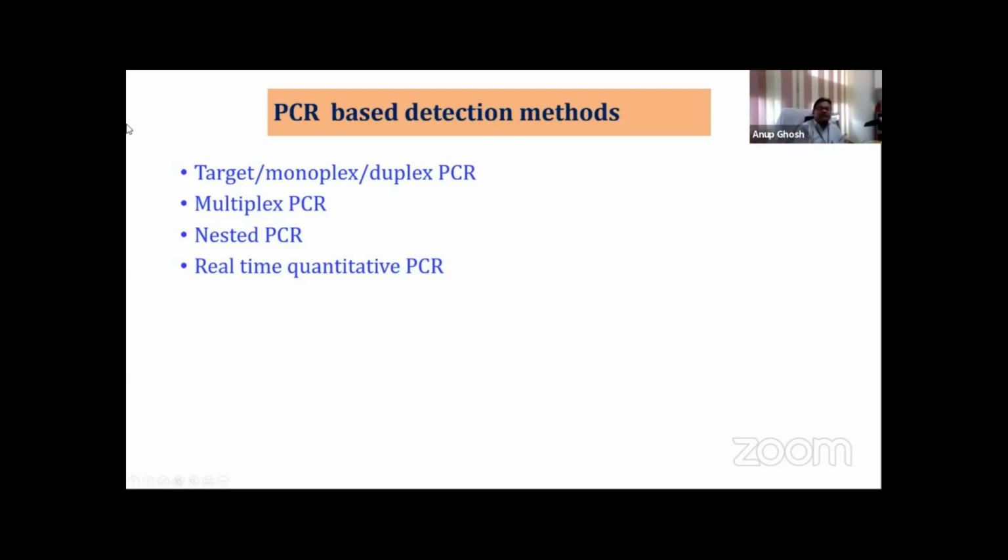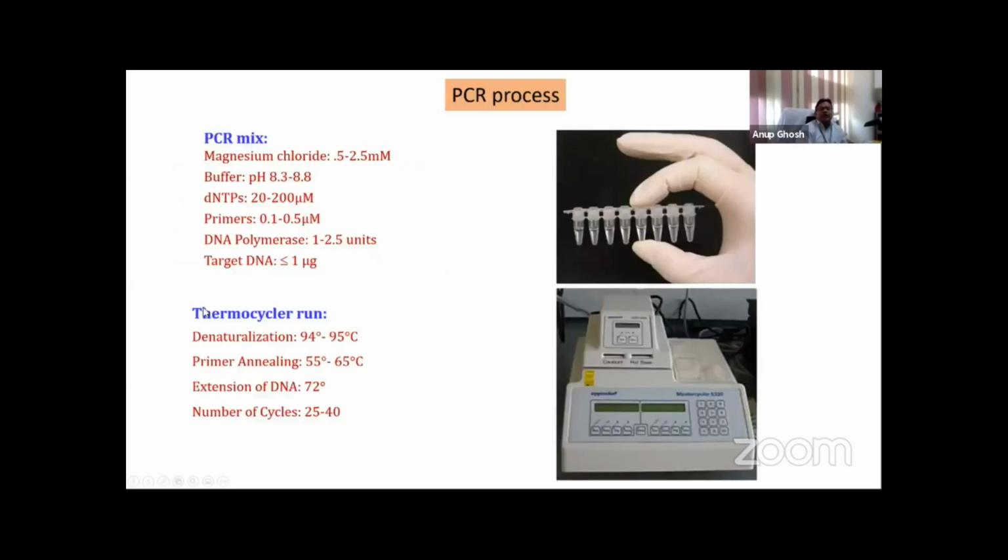Another is the nested PCR. When some of the PCRs are not really giving you a good result in one step, initially we use a long segment, and from the product of this long segment we use again a small segment. That way we call it nested. And lastly, real time, which I will talk to you about later. So this is the simple PCR process.